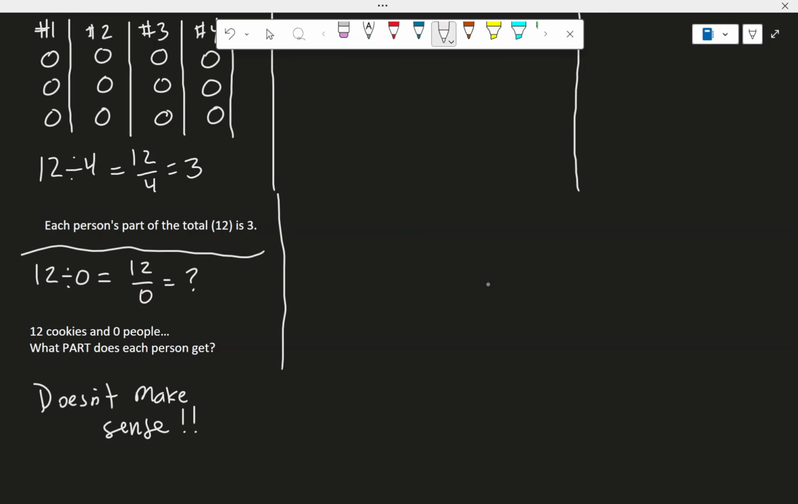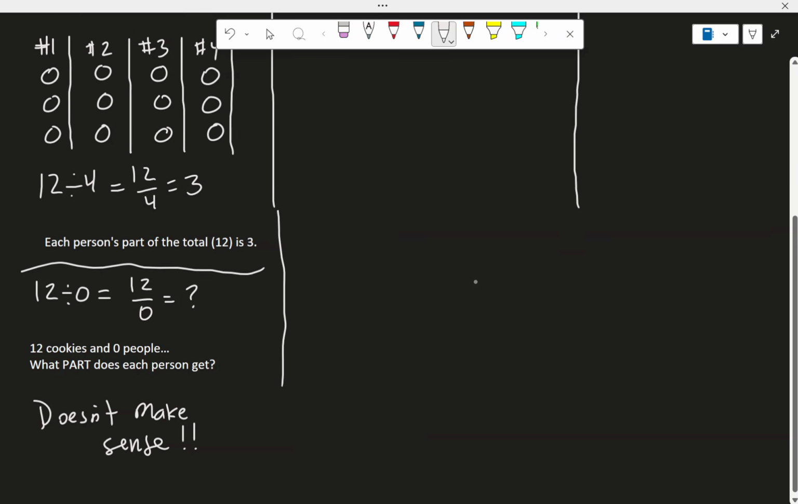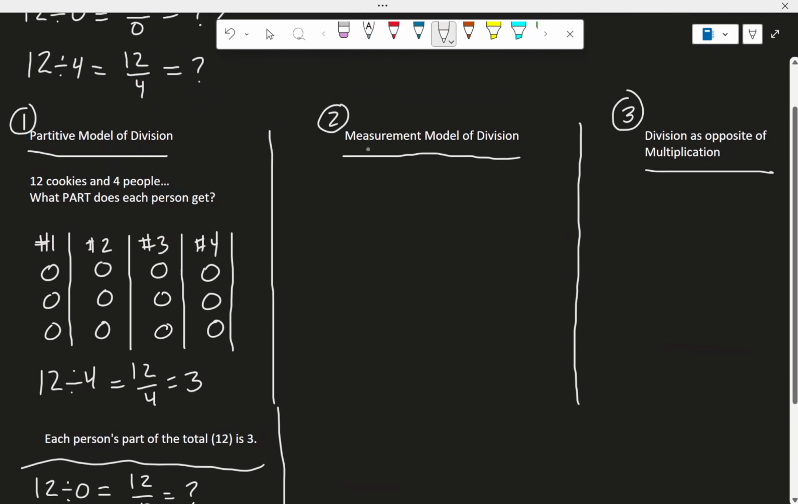All right, let's go to the other model, which is the measurement model. So let's go back up here. Let's go to our initial problem of 12 divided by 4 at first. We know the answer. Spoiler alert, the answer is 3. Let's use the measurement model. This time, the measurement model would look like this for our word problem.